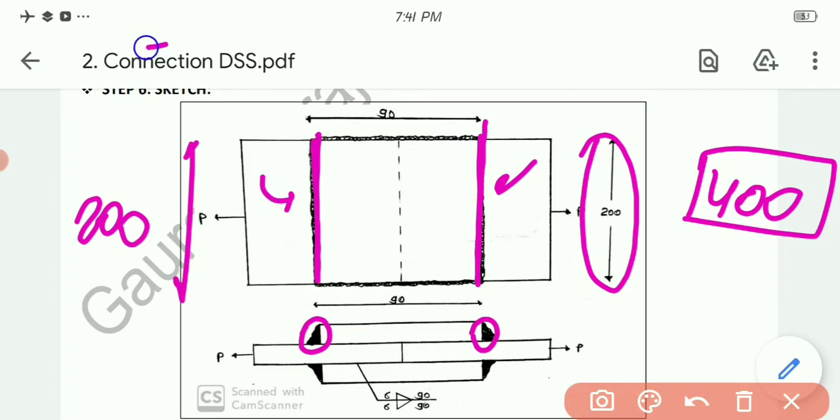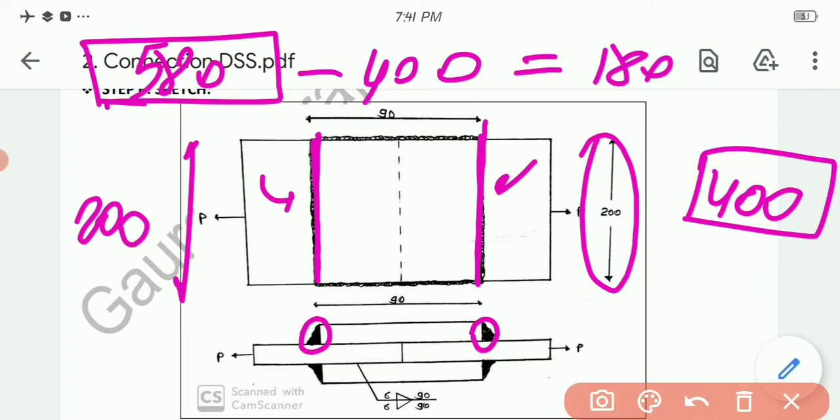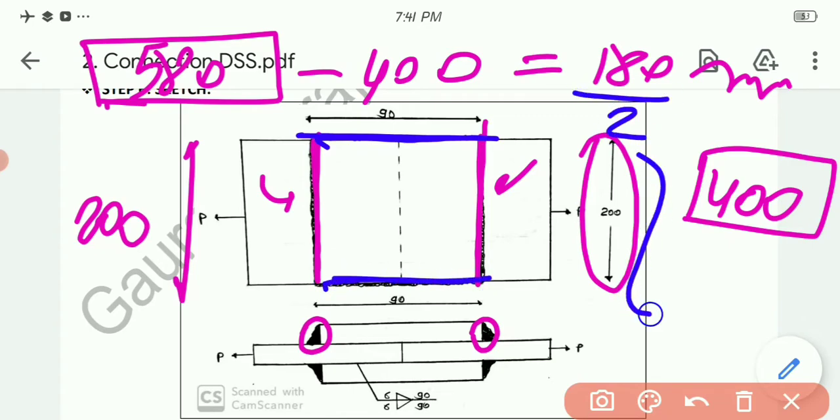Now I am having the length 580 mm total, from which I have used 400 mm, so the remaining one is 180 mm. Now this 180 mm we need to distribute in an equal manner over here and over here. So 180 divided by 2 gives the answer 90, and that is this one and that is this one. So I hope you are getting the concept which I am trying to explain.